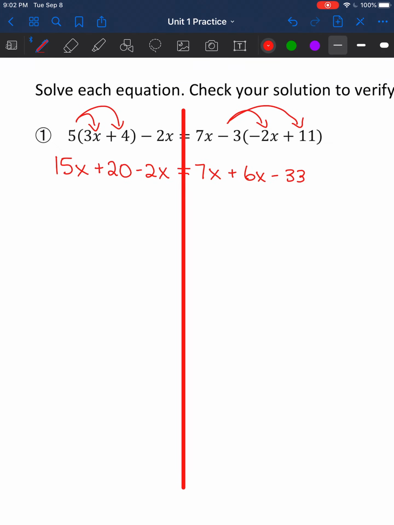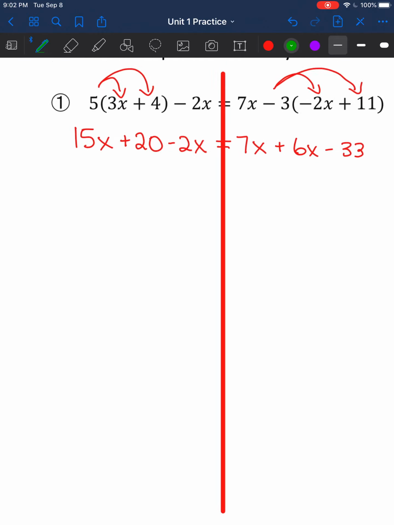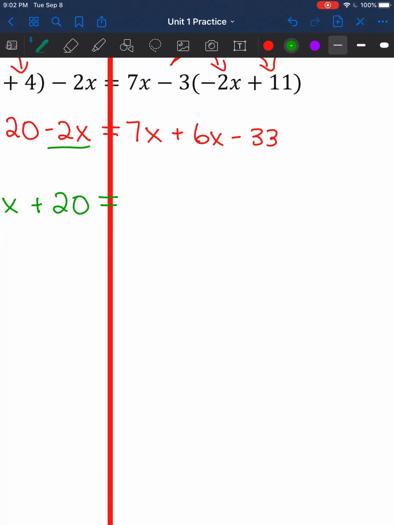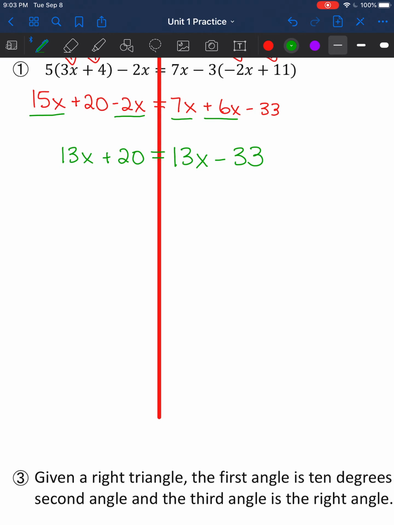After you distribute, I'm going to check to see if I can combine like terms. I can combine 15x and -2x to make 13x, and then a 20 comes down. On the right side, I can combine 7x and positive 6x to make 13x, and I'm going to bring down a -33. After you combine like terms, I'm going to use inverse operations to isolate x. I want to get x on the same side.